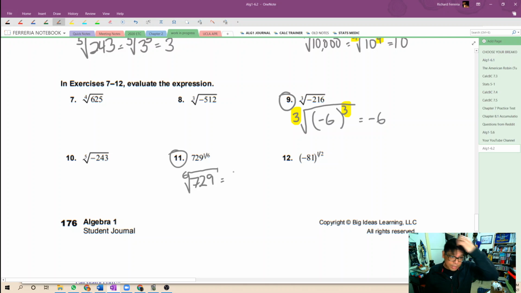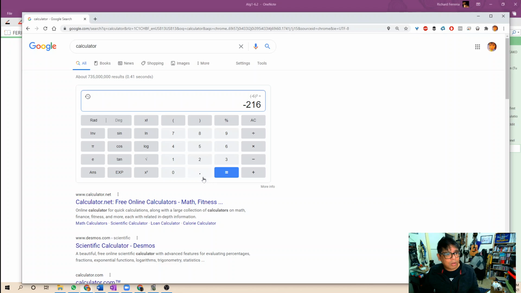All right, so we need to find something to the 6th power that's equal to 729. So let's try some numbers here. I'll go back to my calculator. Let's try 2 to the 6th power.